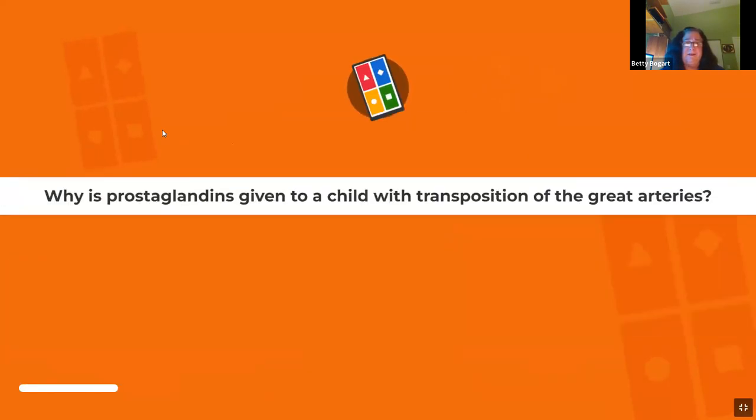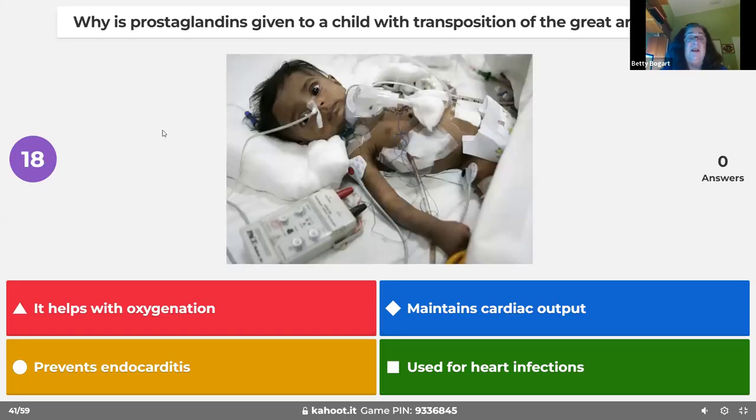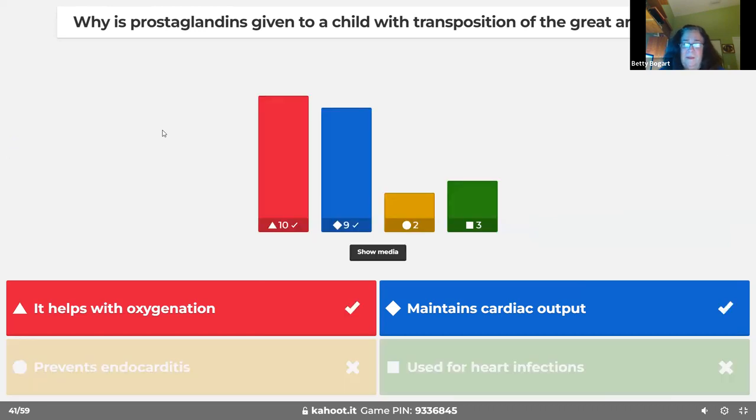A multi-select. Why is prostaglandins given to a child with transposition of the great arteries? What does prostaglandins do? I know you know one of these for sure. Do you see that little box there? That is a temporary pacemaker that is used in children. And those little blue things, those wires, were pacer wires. Now, prostaglandins gives oxygen. That's number one, but it helps with cardiac output, number two. It is both of those. Very important concept.